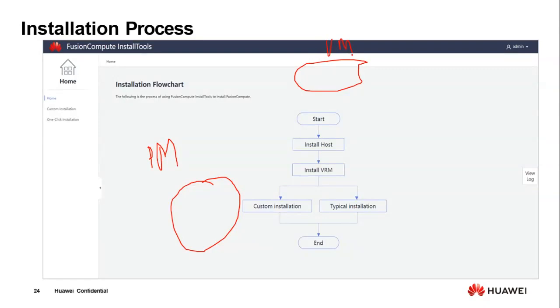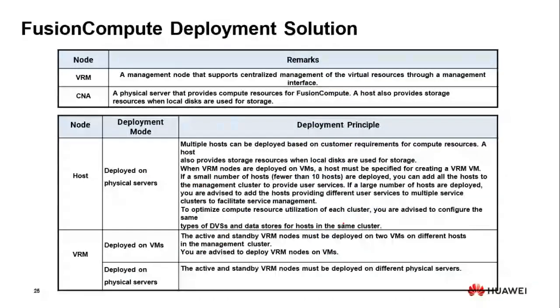Just install the host, then you install the VRM on it. Basically, this is what we want to show. I got this from the FC, from the interface. They will tell you need to install the host, then you install the VRM. In the VRM, you can customize it or you can make it a typical installation. So they have these two options. Once you install, that's it.